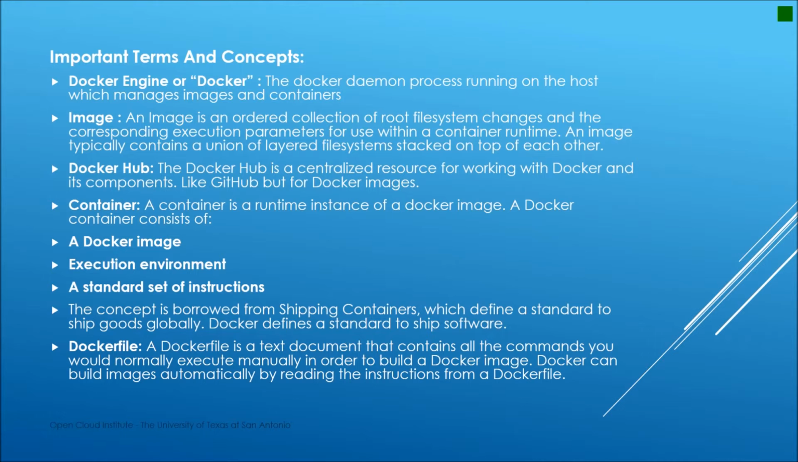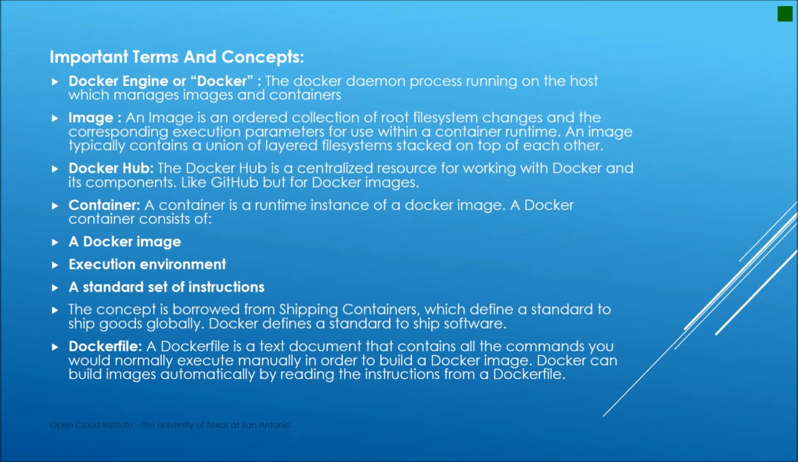Some important terms that you have to know is Docker engine. This is what we will be installing on the host. Docker images are basically a collection of files and some metadata. They consist of stacked layers. We will not be going into detail in this video. Docker Hub is like a resource center for Docker, where you can share your work, upload an image, or download an image, basically like GitHub, but for Docker images.